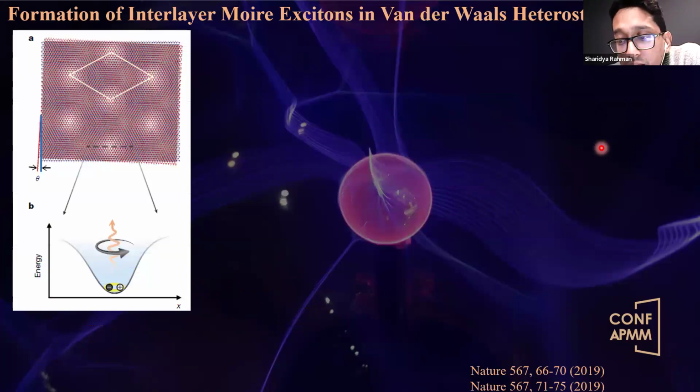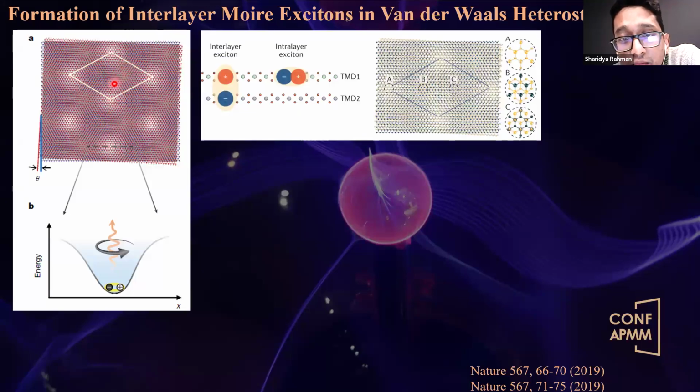Another interesting phenomenon is the formation of the Moiré superlattice. Previously we saw that interlayer excitons can form when electrons and holes reside in different layers. When people stack two different monolayers of TMDs, let's say tungsten disulfide and molybdenum disulfide, it can form a Moiré superlattice. Basically, when two layers are combined together, they form a periodic pattern, and this periodic pattern is called a Moiré pattern.